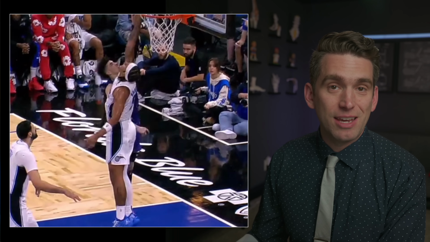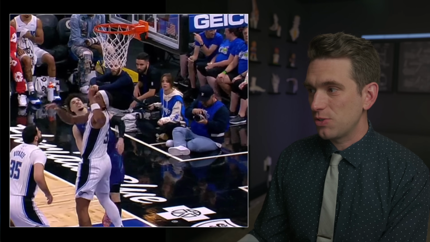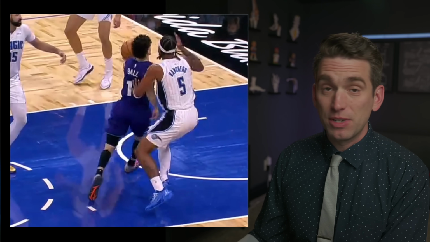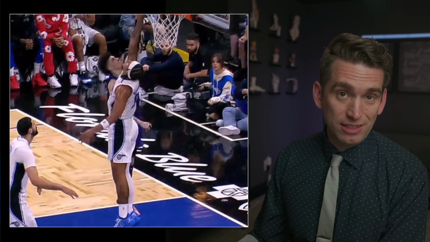LaMelo Ball was ruled out of tonight's game with a right ankle injury as a result of this sort of awkward landing after this layup attempt. And in this video, we'll take a closer look at what exactly could be wrong.